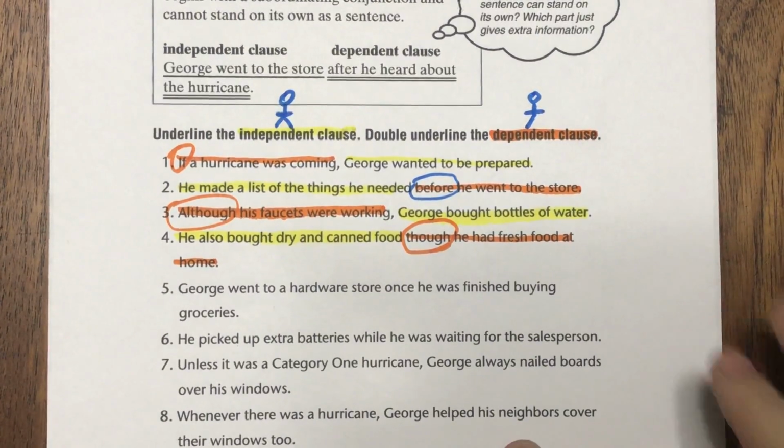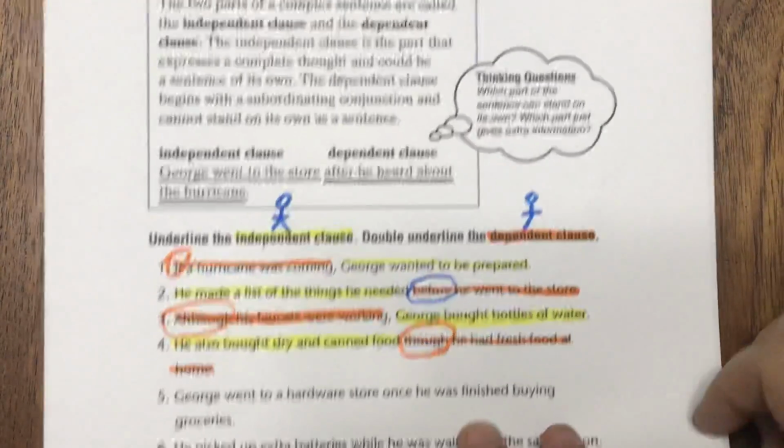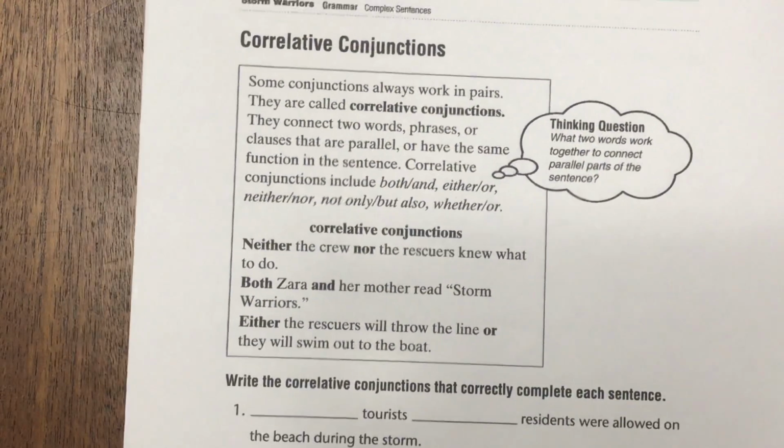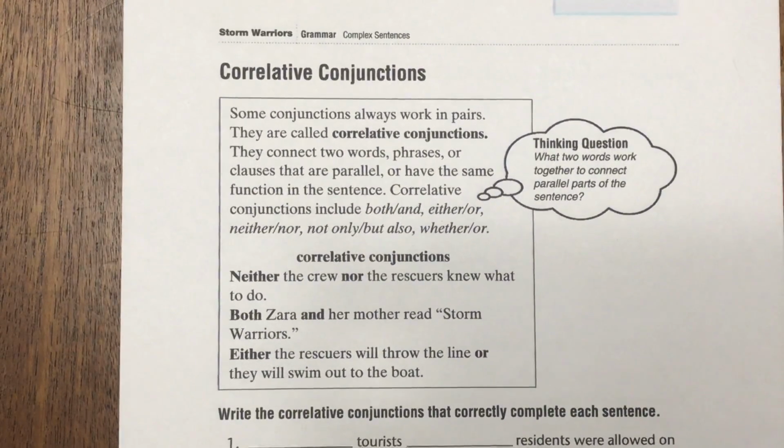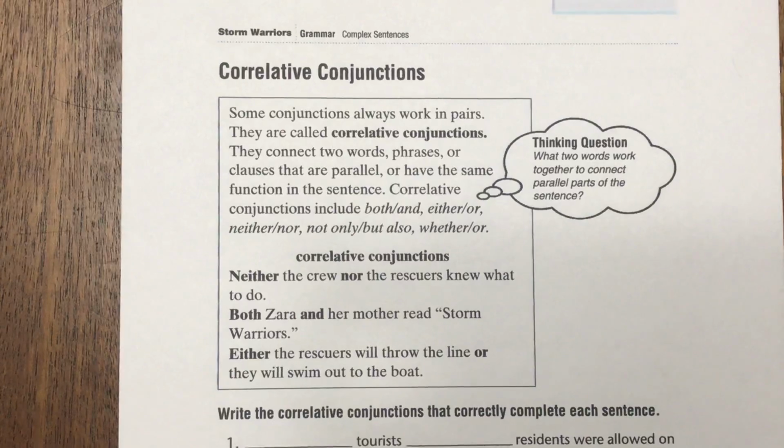Okay, welcome back. You should be done with this page if you're starting the video again. Let's turn our paper over to this side. This side is talking about correlative conjunctions, which is our concept for today.